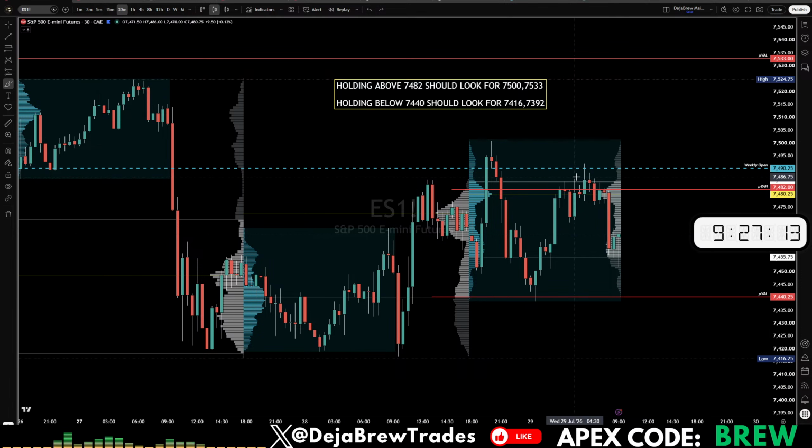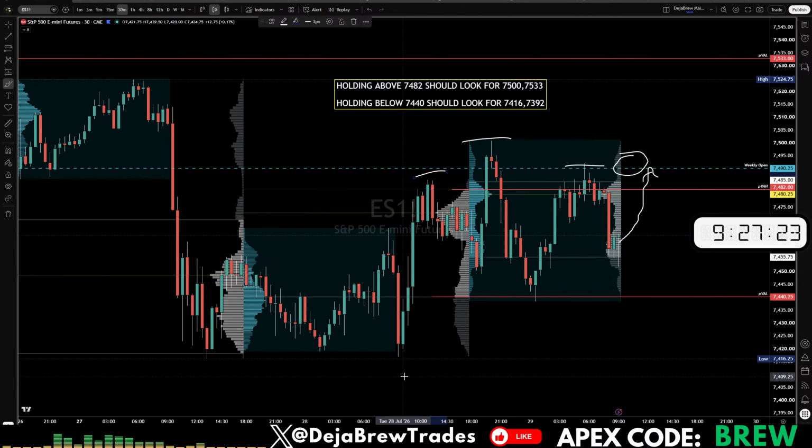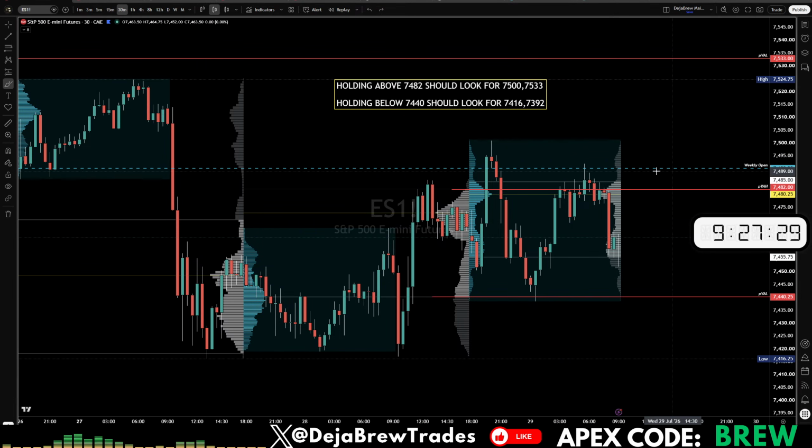And I would say you might want to have a slight bullish bias today because of that weekly open. We're kind of being pulled back into it. You can see that magnet holding us back in every time we try to push away. So keep an eye on that around 490. Above the value high, we're looking for 500 and 533. Below the value low, 416 and 392.